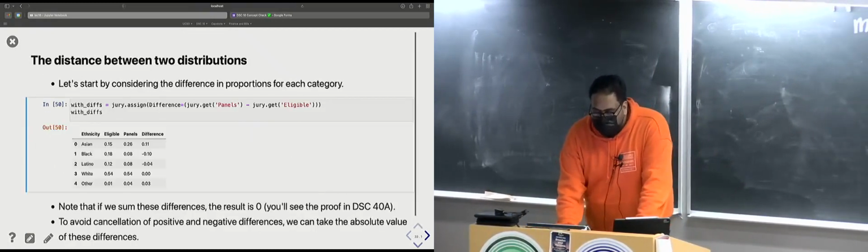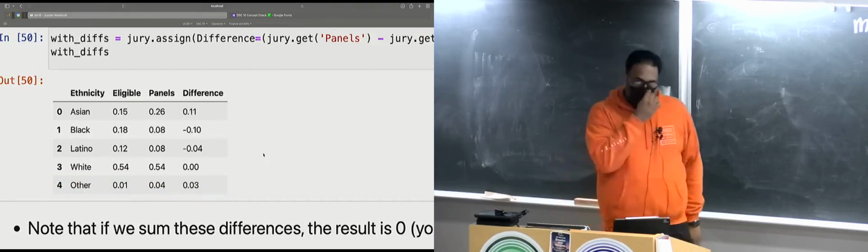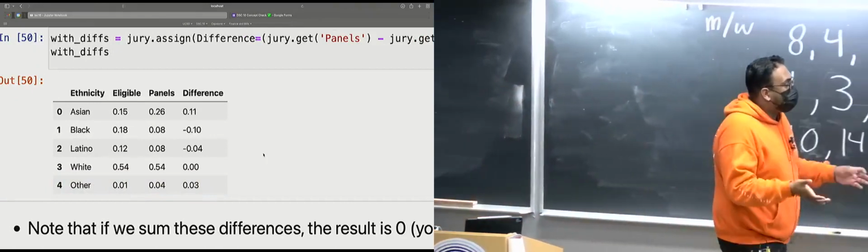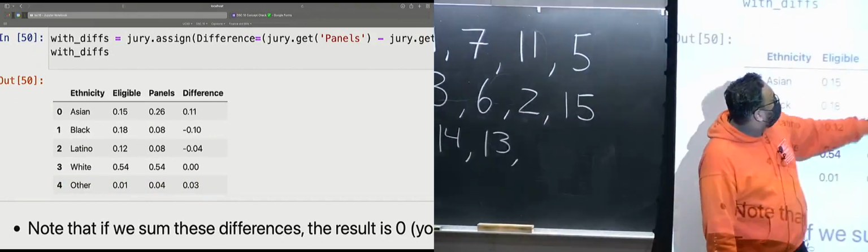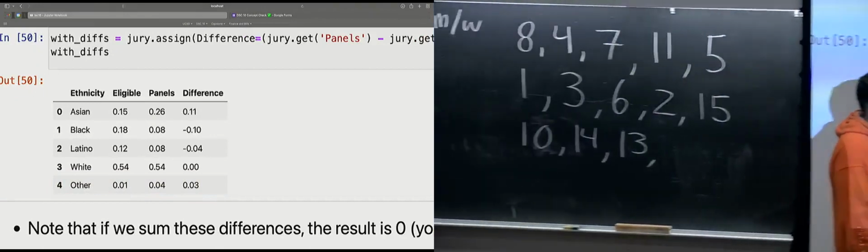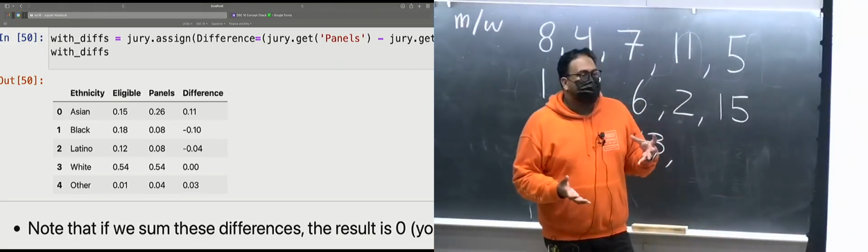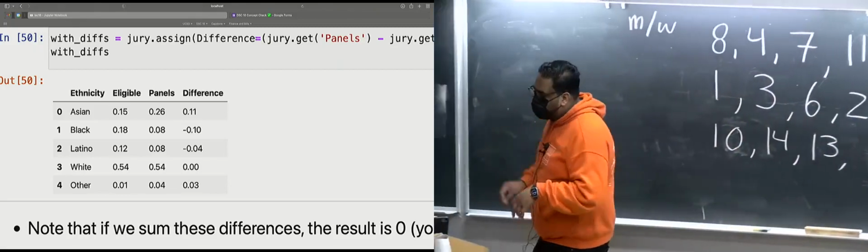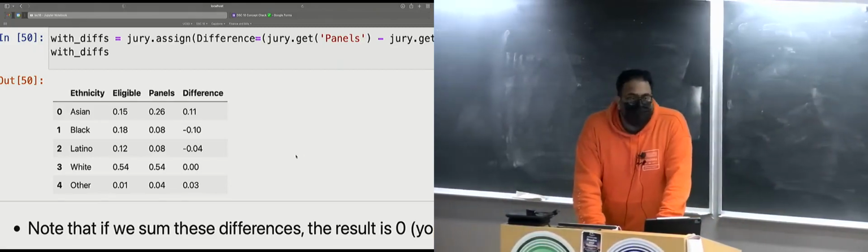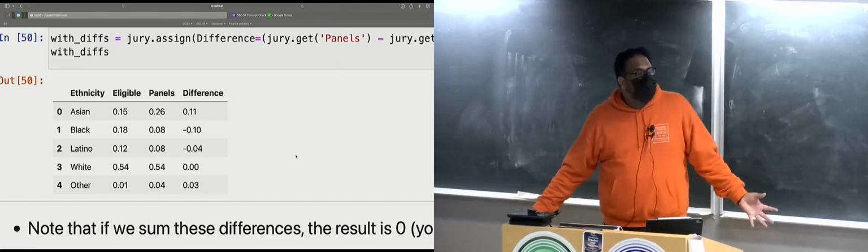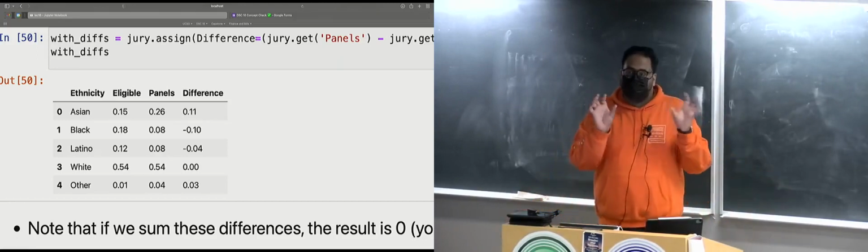Here's how we're going to go about it. First, I'm going to take these two distributions and subtract one from the other. So I'm going to subtract the eligible column from the panels column. You can see the white proportion was 0.11 higher for the panelists than in the eligible population, and the black proportion was 0.1 lower than it was in the eligible population, and so on and so forth. So do we see where this difference column came from? It's quantifying how different each individual category is. But what we're looking for is a single number that summarizes how different these two categorical distributions are.